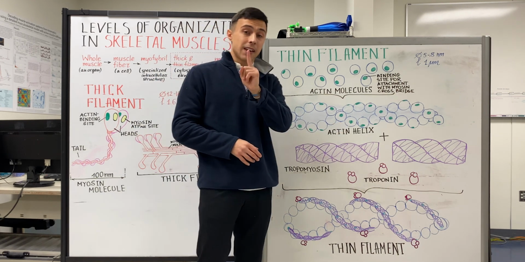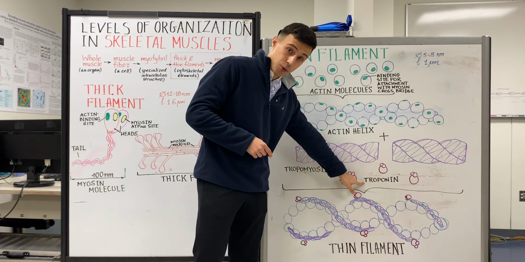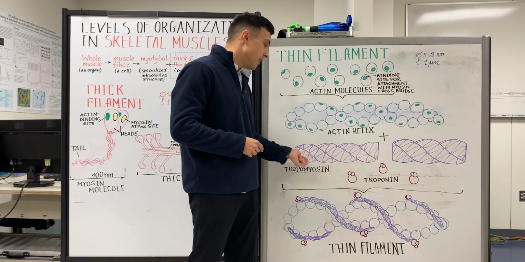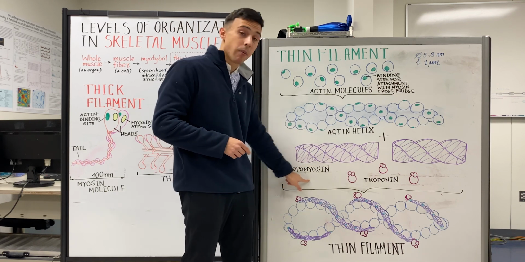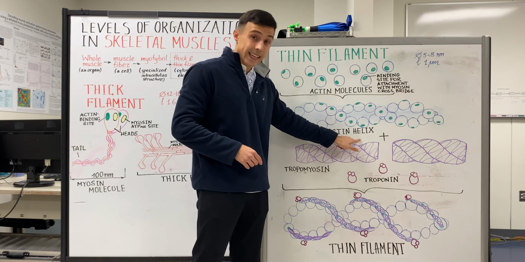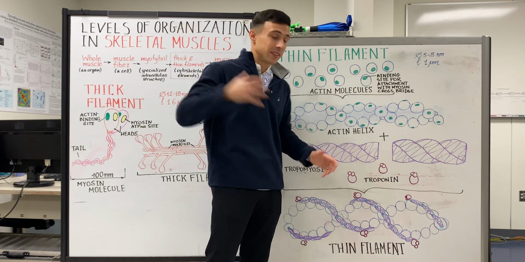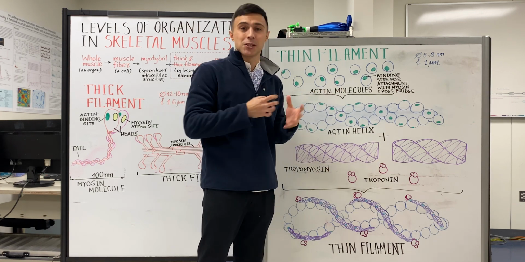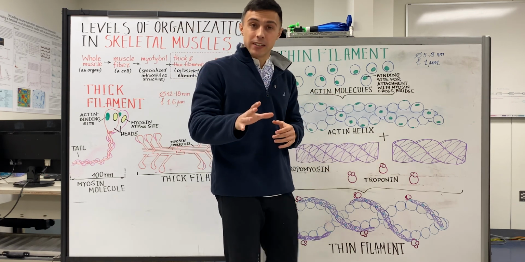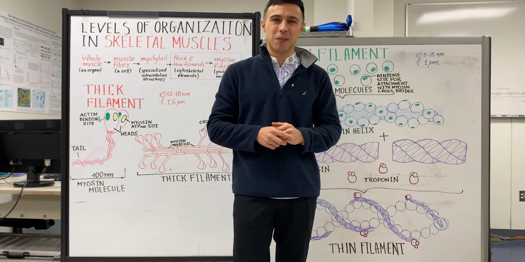But when the calcium is cycling in the system, it binds to troponin. Troponin pulls onto the tropomyosin and exposes the active site on the helix so that the myosin from the thick filament can bind and muscle can contract. Now that you have all of the background, we can finally discuss sliding filament theory.